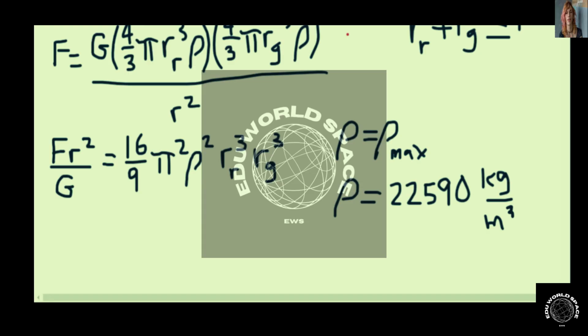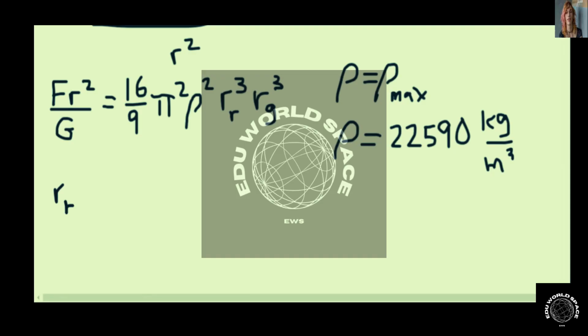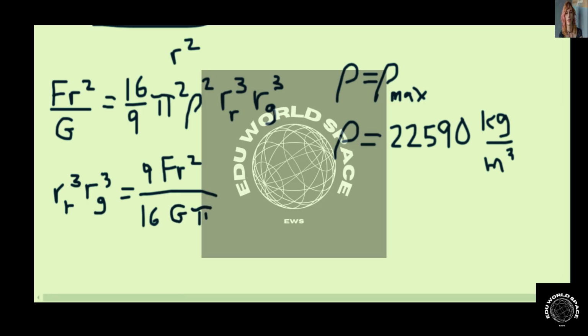And I'm going to solve this whole equation for R red cubed times R g cubed. So it's going to say R red cubed R g cubed equals 9/16 F r squared over G pi squared rho squared.